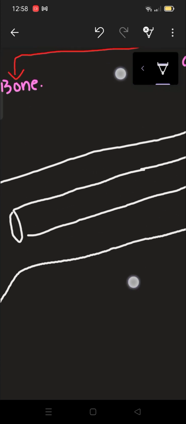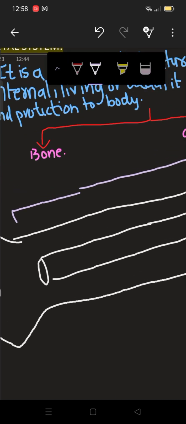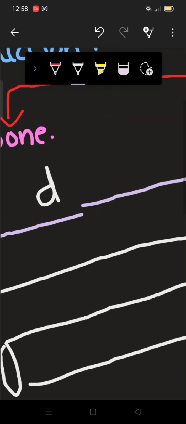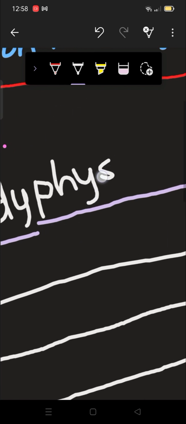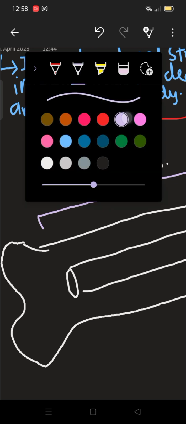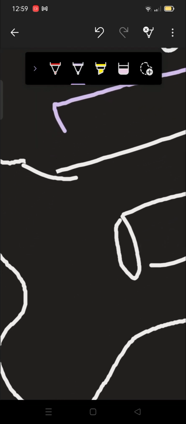So now we have this central structure, which is known as diaphysis. Then as you can see here, this structure is known as metadiaphysis.